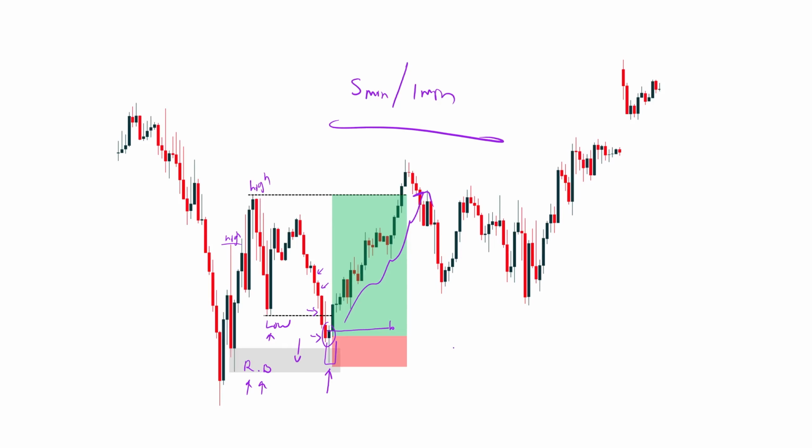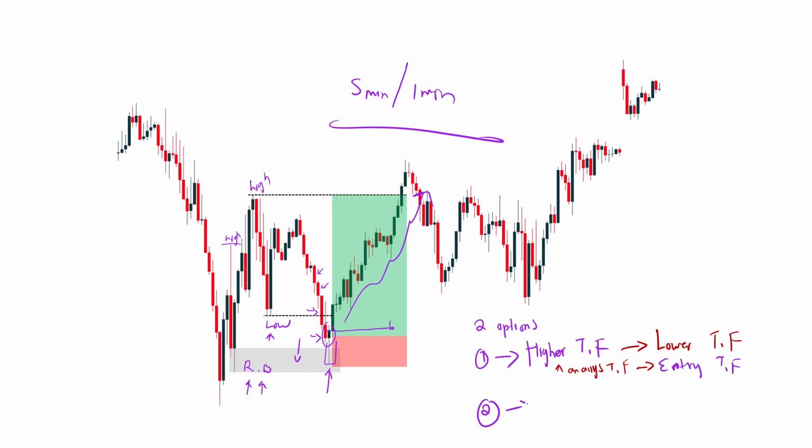You can use it on there. For example, you have two options here. Option one is that you can use it from the higher time frame to the lower time frame. This will be your analysis time frame, and then this will be your entry time frame. And then option two is that you can also use this in one time frame, meaning you can use this in the 15 minutes time frame only, or even on the 1 minute time frame only.